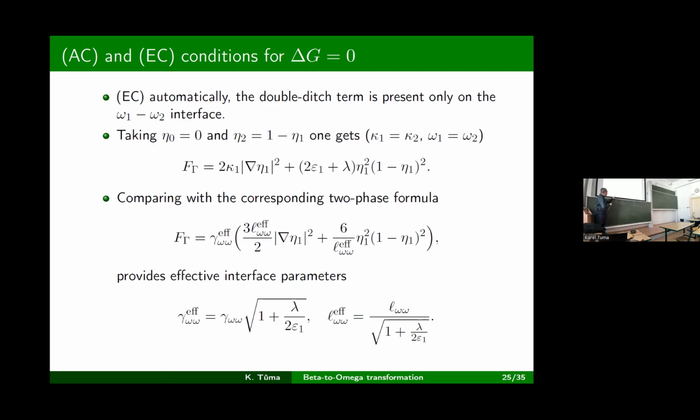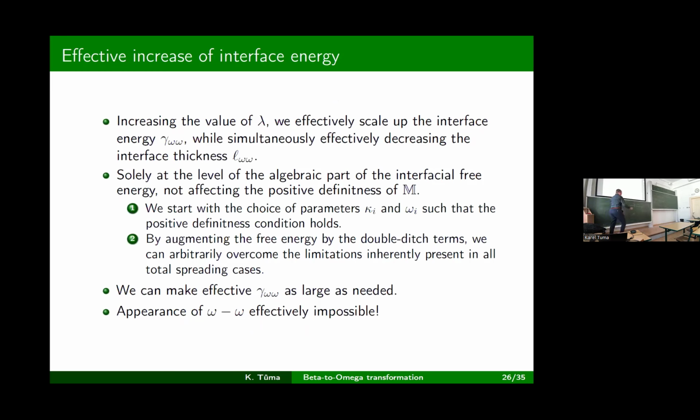And if we do it, we can find out that the effective interface energy density scales with the square root of lambda, and the effective interface thickness scales with 1 over square root of lambda, which means that by increasing lambda, we can effectively increase the interface thickness parameter and interface energy density parameter, and still have the positive definiteness condition satisfied.